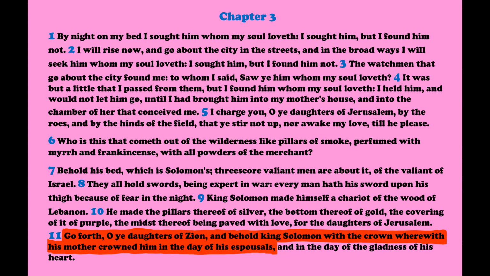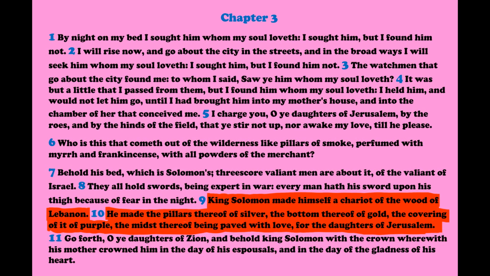Now, if that's not evidence enough, read two verses ahead, and it says, "King Solomon made himself a chariot of the wood of Lebanon. He made the pillars thereof of silver, the bottom thereof of gold, the covering of it of purple, the midst thereof being paved with love, for the daughters of Jerusalem." This is most likely telling us that Solomon's chariot was designed for him to be with his wives as he was traveling from point A to point B. Now, you might be able to argue that this is talking about his mother or his sisters or his daughters, but if that's true, why would it say that the midst of his chariot is paved with love for the daughters of Jerusalem? It seems unlikely she's talking about anyone other than Solomon's wives.